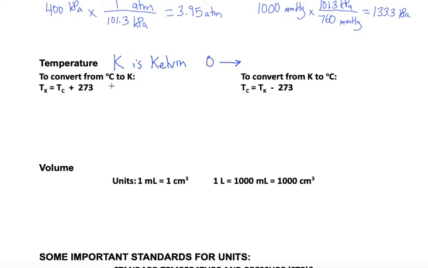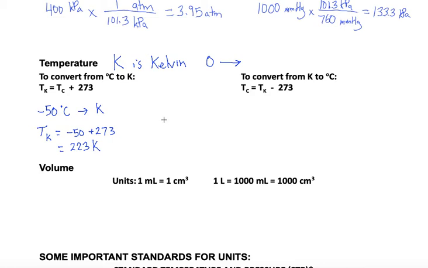So when you're trying to convert a temperature from degrees Celsius to Kelvin, we just take the temperature in degrees Celsius and add 273. So if we had negative 50 degrees Celsius and we want to put that into Kelvin, the temperature in Kelvin is equal to negative 50 plus 273, and that would equal 223 Kelvin.